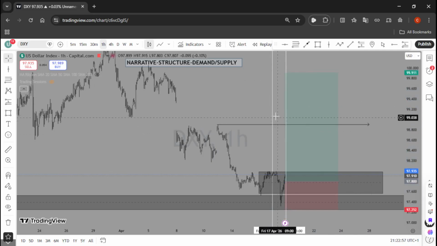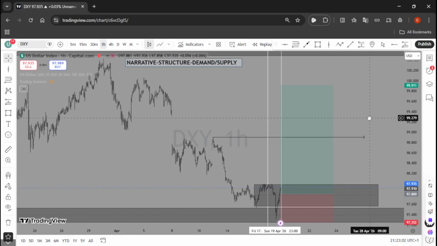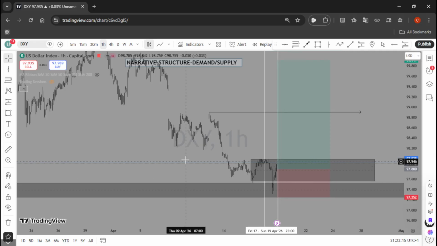Mind you, don't trade without a confirmation. You always need a confirmation. Even if price retraces inside here, wait for your change of character and any candlestick pattern which you trust and you know is going to give you what you want before taking that position.